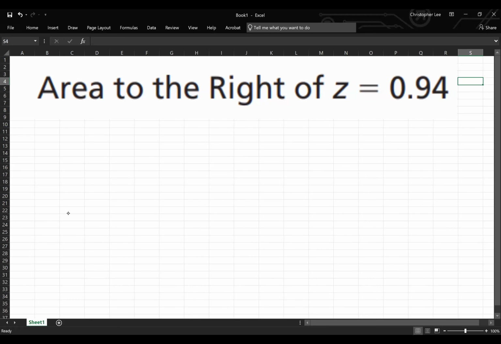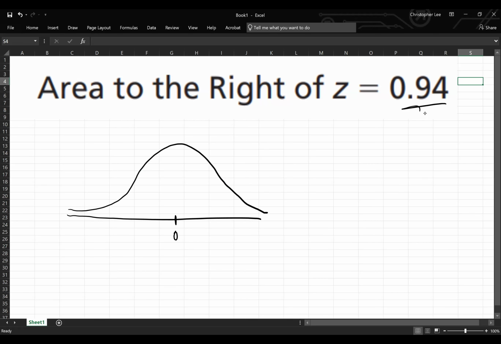All right, so let's take a look. Let's just say I have a normal distribution like so. In the middle is 0. Now this is 0.94, which is positive, right? So I know it's going to be on the right-hand side. So that should be somewhere like here.